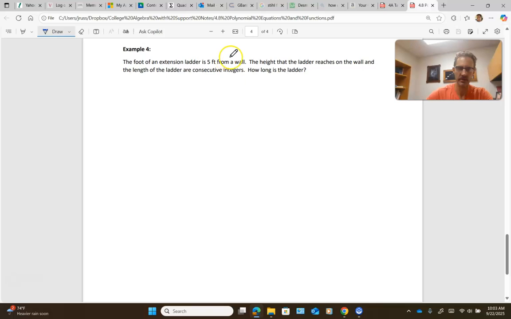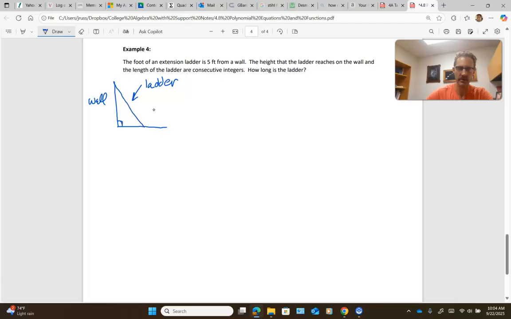The foot of an extension ladder is 5 feet from a wall. And then it starts talking about the height that the ladder reaches on the wall and the length of the ladder being consecutive integers. And then the question is, how long is the ladder? Alright, so what we'll do here is draw another picture. So I will call this side the wall. And then this will be the ground or the floor. And then we'll say that our ladder is right here. So the ladder is actually making up the hypotenuse of a right triangle, if you notice that.